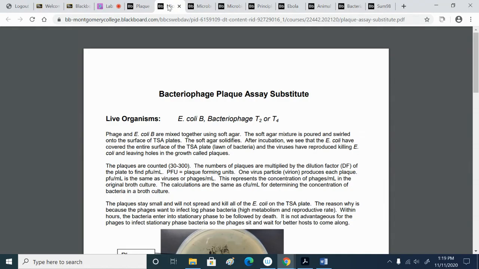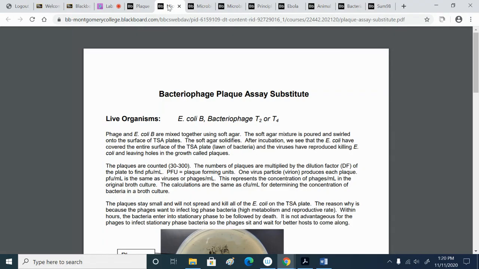So when we incubate our plates, the bacteria, the E. coli will grow, they'll cover the entire surface of the plate, and the viruses will reproduce and kill the E. coli, leaving holes in the growth. And of course, we call those holes plaques. Once again, we're going to count plaques. Our number will be between 30 and 300. We will calculate our serial dilutions, our dilution factors, and determine PFUs per milliliter. And a PFU is a plaque-forming unit. And a single virus particle, also known as a virion, right, creates a plaque.